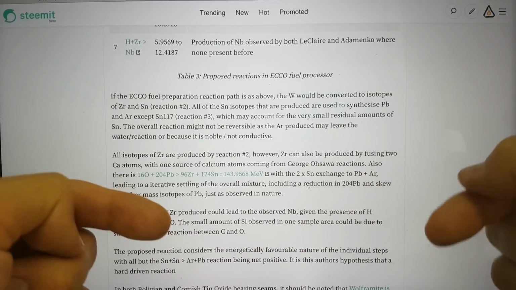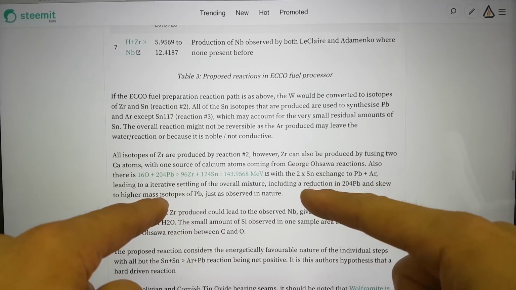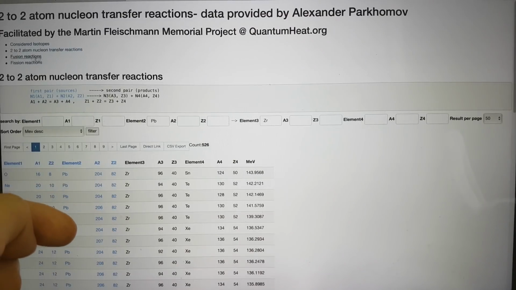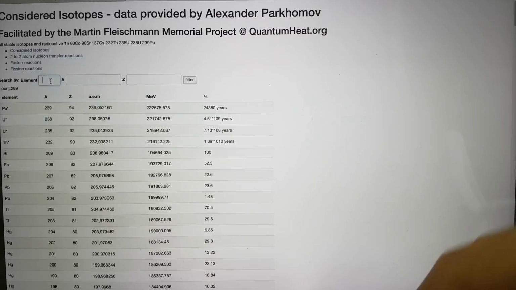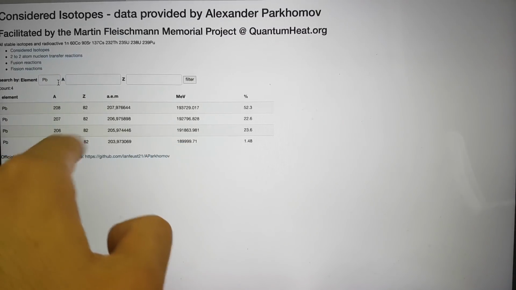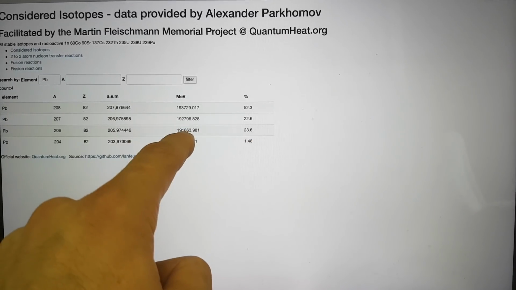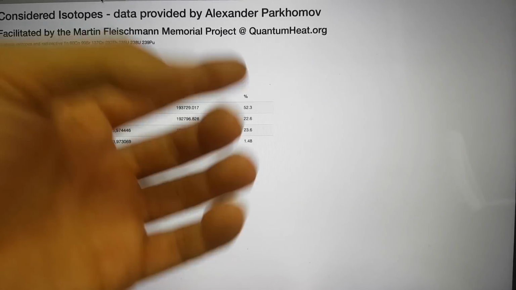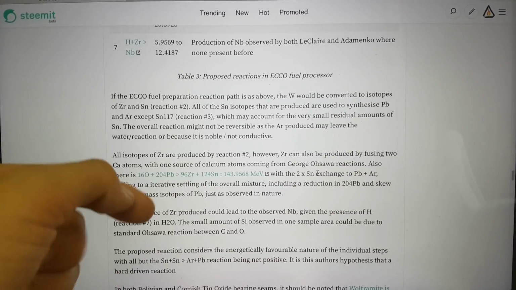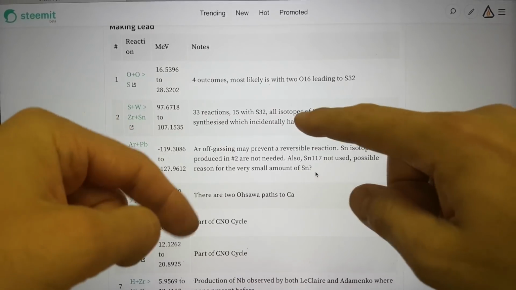So it's like an iterative process that reduces the amount of 204 Pb and leads you to a skewing to the heavier elements. And this is actually what you see in nature. So if I actually take the Pb here and you look at the isotopes of Pb, we can see that 204 Pb is only 1.48%. So, could it be that some sort of similar process has gone on in nature to produce the isotopic ratios? So we're starting to see how this process, if it is this kind of process, is explaining the isotopic ratios of tin.